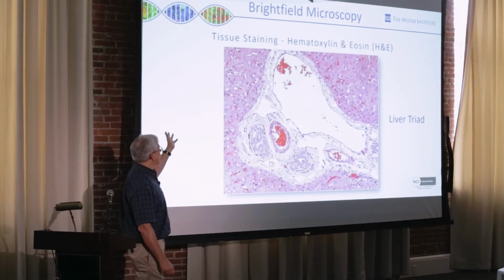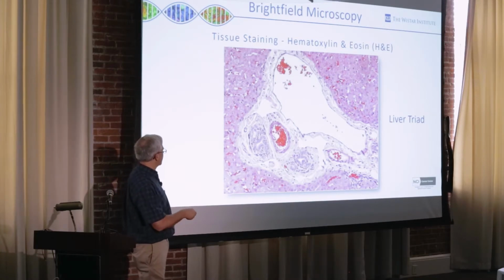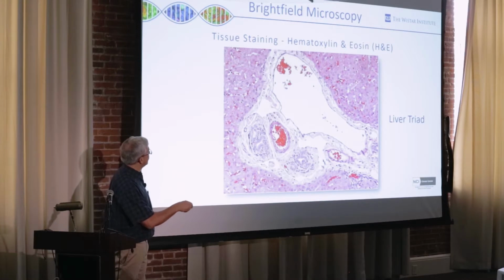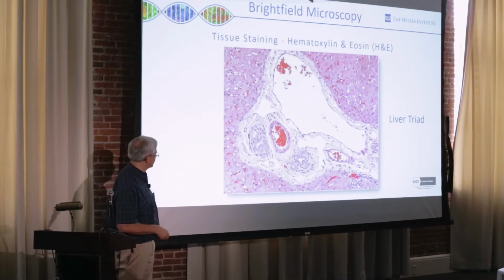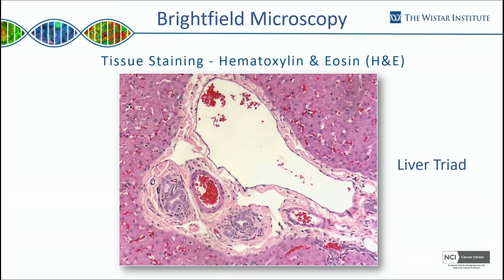You're going to get pictures like this. This is an H&E slide of a liver. This is the liver triad area. So you've got a hepatic portal, some hepatic veins, some bile ducts, some hepatocytes out there, red blood cells. It's kind of cool. All right, so anyway, that's your basic H&E, hematoxylin and eosin, slide.